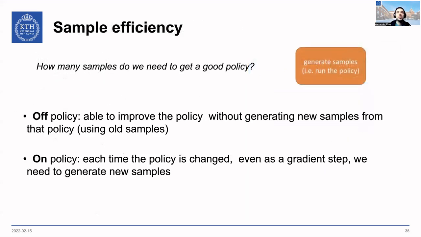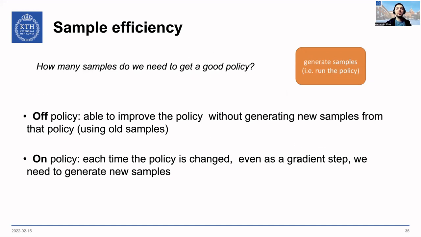And for sample efficiency, it often mostly depends on whether it's an off-policy or on-policy algorithm. Basically, the off-policy algorithm can improve the policy without needing new samples from the policy, just by improving the results on the set of samples that we generated originally. And on-policy, for example in the gradient-based methods, every time the policy is changed, we have a new policy, and it needs to be evaluated on new samples.